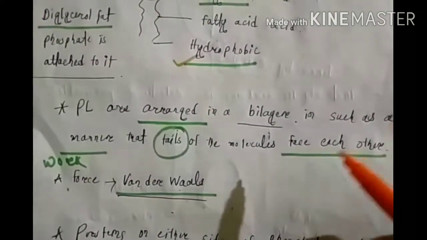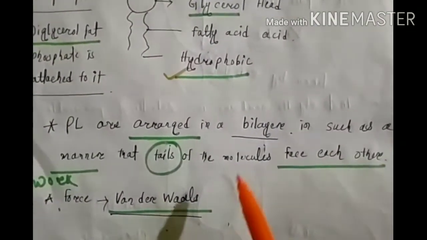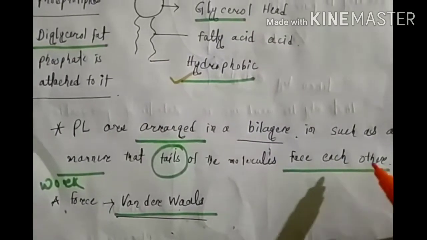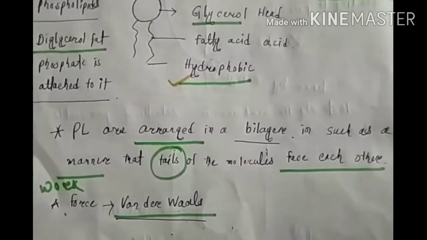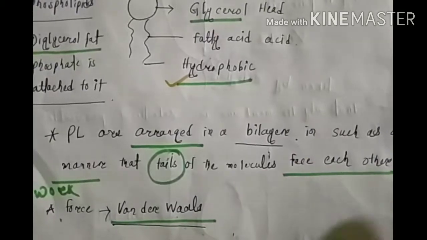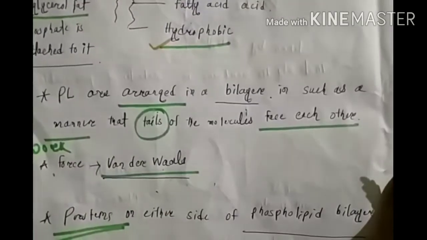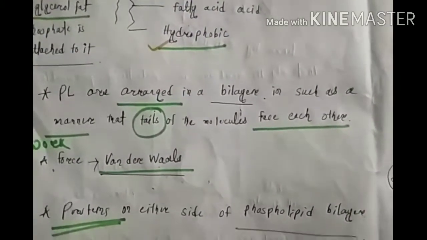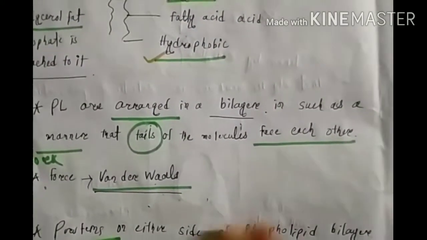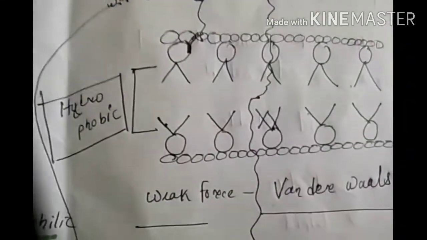Phospholipids are arranged in a bilayer in such a manner that the tails of the molecules face each other, and the force by which phospholipids are held together is van der Waals forces. Proteins will be arranged on each side of the phospholipid membrane. So, according to them, I will draw the diagram. So, let's take a look. This is the Sandwich model according to Danielli and Davson.